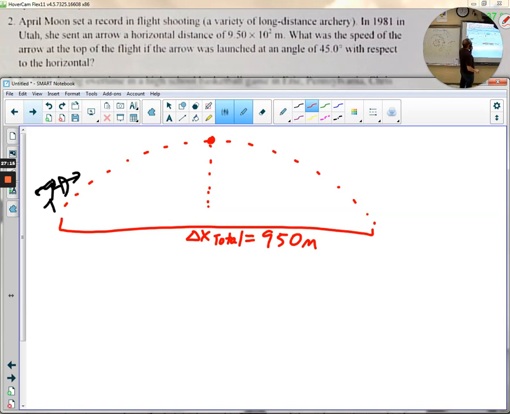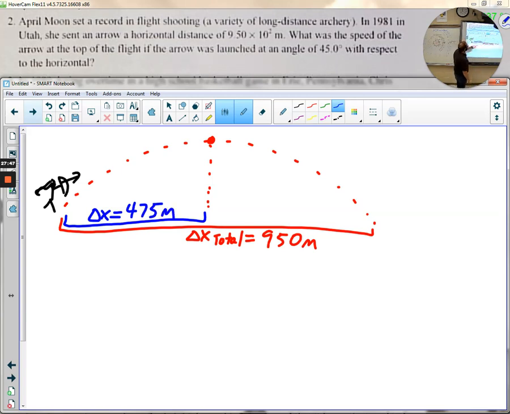That's kind of actually beautiful, because I think we're going to be able to just look at the first half of the flight and not worry about the second half at all. If we do that, we're just concerned with the first half of the flight. What is the delta x for the first half? Right, so 475, is that right? I did that in my head. Okay, so 475 meters.